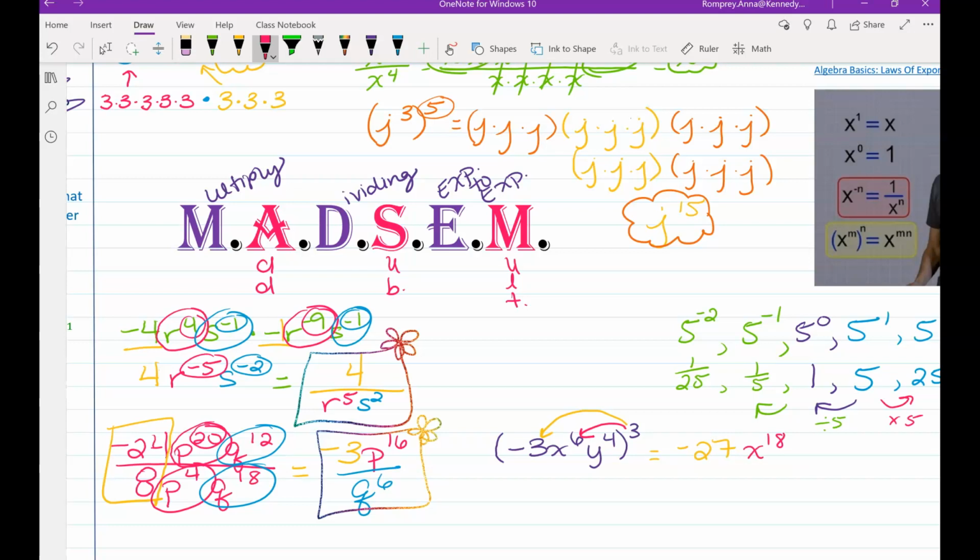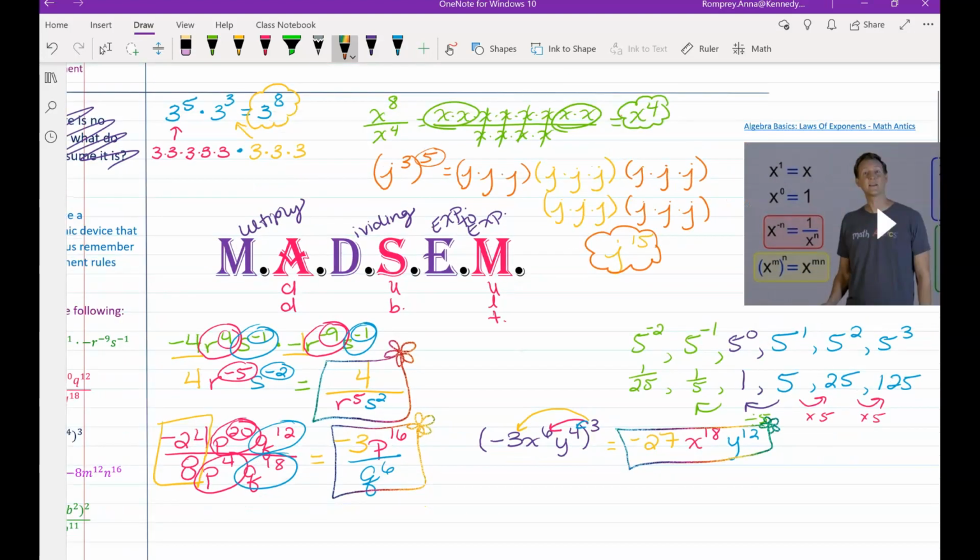Same thing for the y. Y to the 4th cubed. So that's 3 groups of 4, which gives me 4, 4, 4, 4, 8, 12. Y to the 12th. Just multiply. All of my exponents are beautiful and positive, so boom, I'm good. That's it. It's pretty short and sweet.